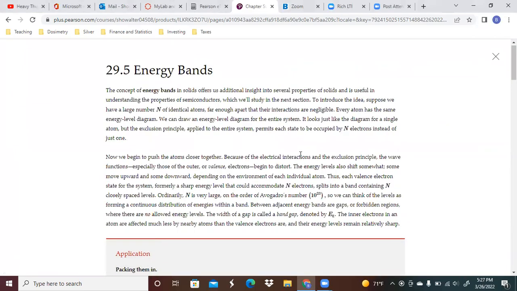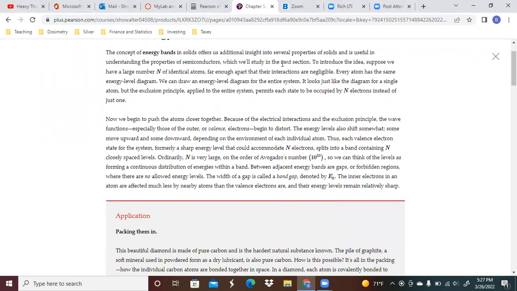So the concept of energy bands in solids offers us additional insight into several properties of solids and is useful for understanding the properties of semiconductors, which we'll see in the next section. Suppose we have a large number, n, of identical atoms far enough apart that their interactions are negligible. Every atom has the same energy level diagram. You can draw it for the entire system. It looks just like the diagram for a single atom, but the exclusion principle applied to the entire system permits each state to be occupied by n electrons as opposed to just one.